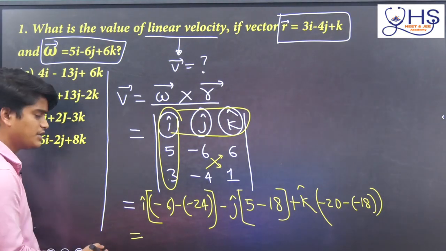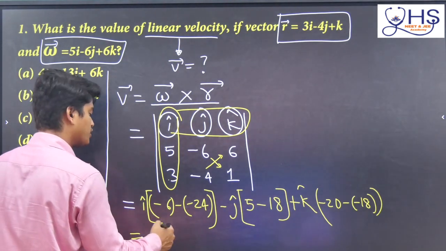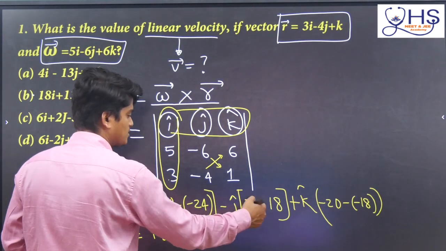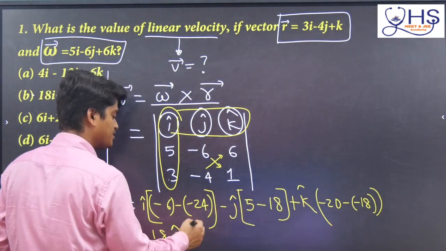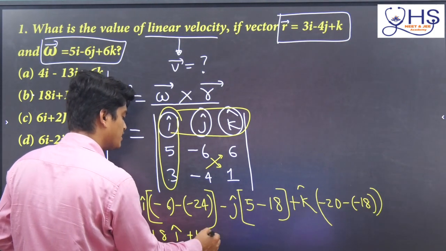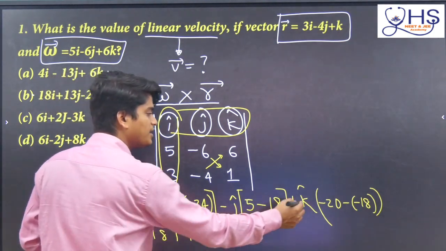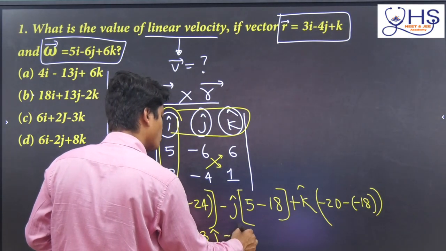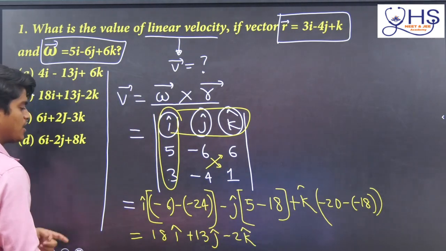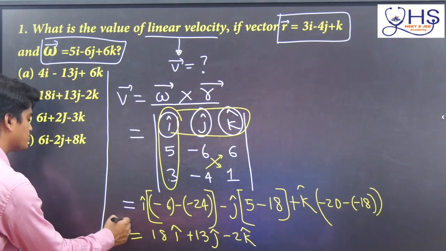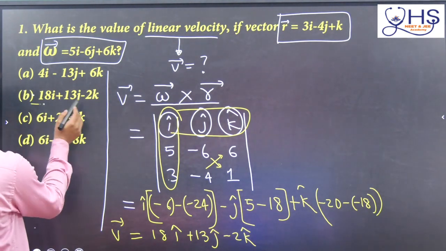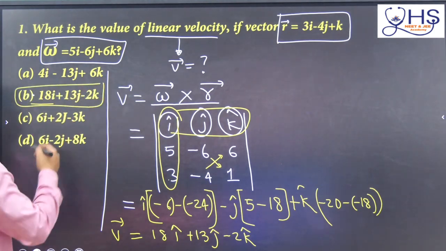Now calculate here. It comes to minus 6 plus 24, which is 18 i cap, and here it is minus 13 and another minus is there, so which is plus 13 j cap, and here minus 20 plus 18, which is minus 2 k cap. So now check, this is nothing but the velocity vector. Now check with the options. I think here 18 is only in one option, so you can write this one.